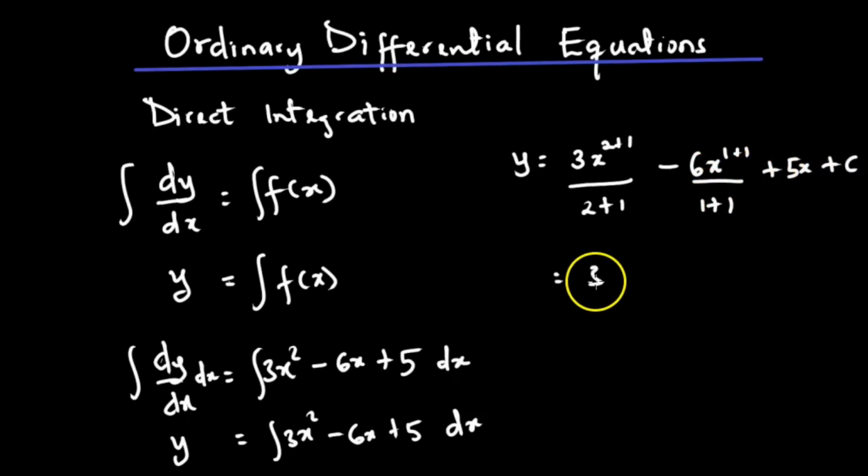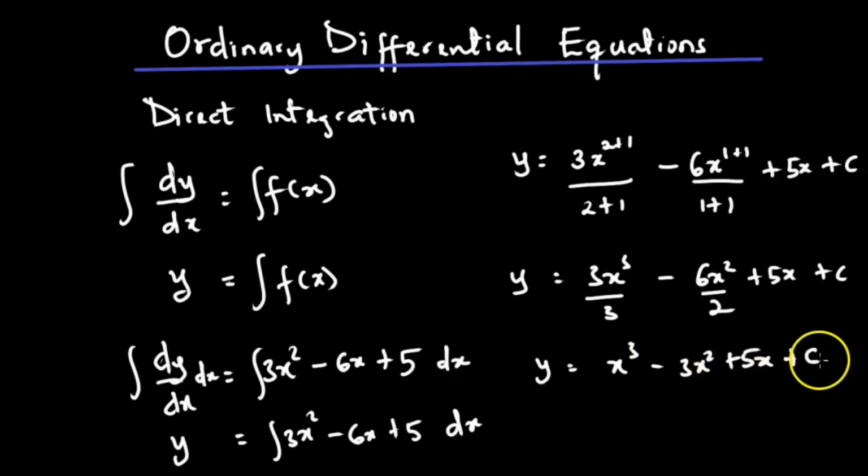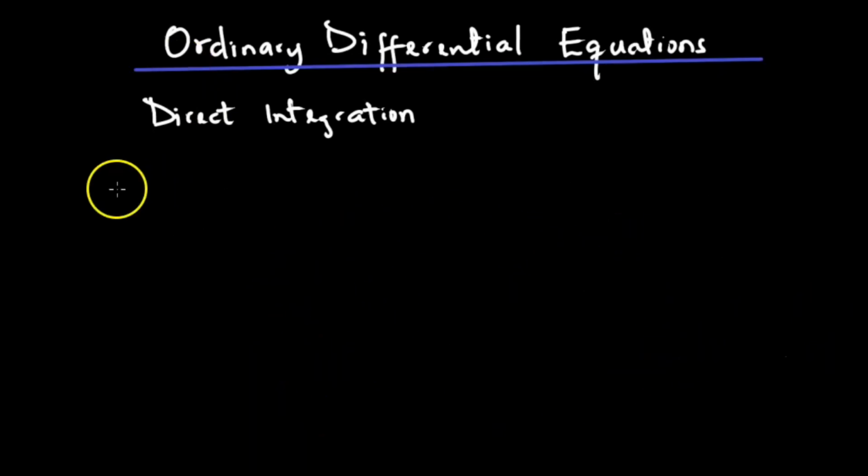So this becomes 3x cubed over 3 minus 6x squared over 2 plus 5x plus c, and then it becomes x cubed minus 3x squared plus 5x plus c. Very, very simple. This is the simplest form you can have for your ODE. Now, what if we have a question that looks like this?